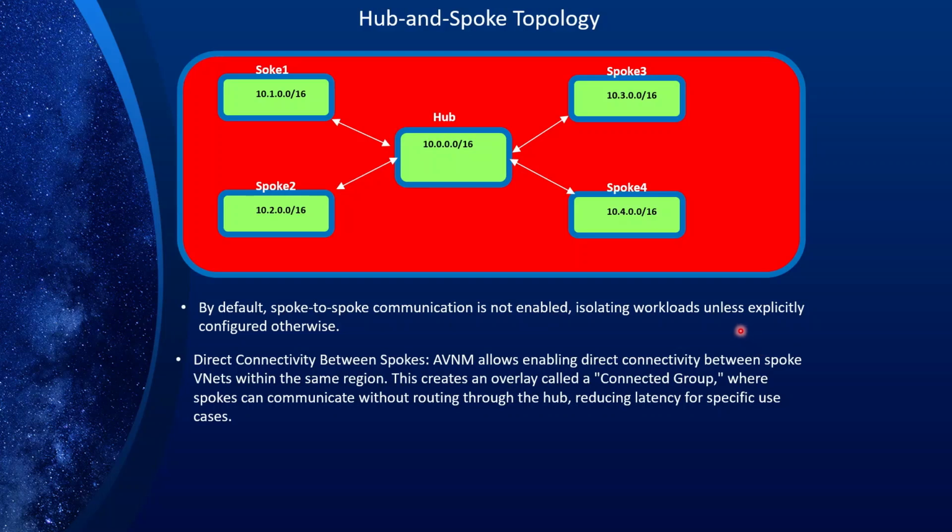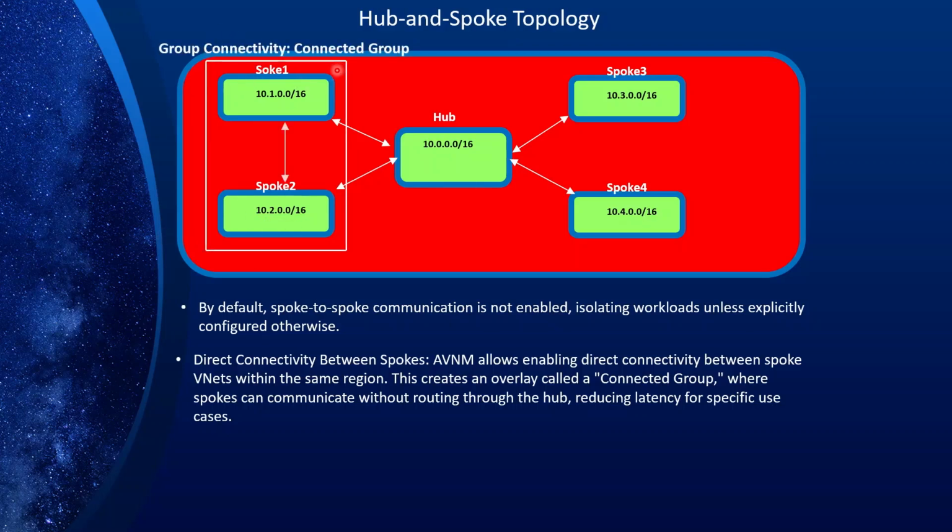However, AVNM allows creating what is known as a connected group. That is, if we need to, we can set up direct communication between spokes. For instance, let's say spoke 1 and spoke 2 are our production environment and they have a dependency on each other. And these two are, let's say, the dev or staging environment, and we don't want these to be connected to the production environment. So what we could do is set up a connected group here, and then directly connect spoke 1 to spoke 2.